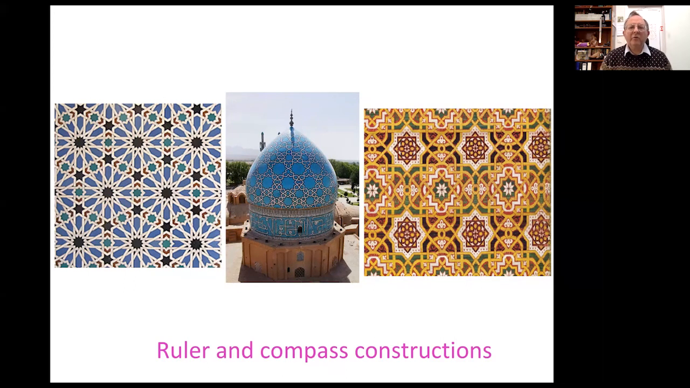So Islamic art is absolutely beautiful and was very much influenced by the work of the Greeks and Euclid and ruler and compass constructions. And what basically these mathematicians or artists, it's indistinguishable at this stage, did was take the basic ideas of Euclid using ruler and compass and use those to produce this beautiful and stunning artwork. So let's have a look at this.